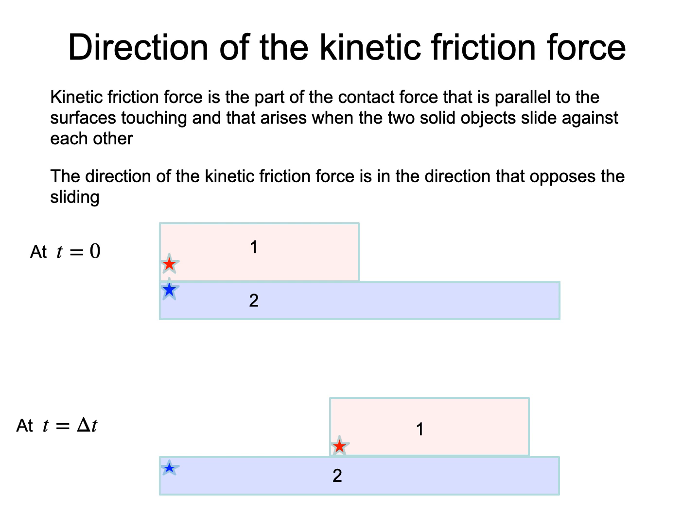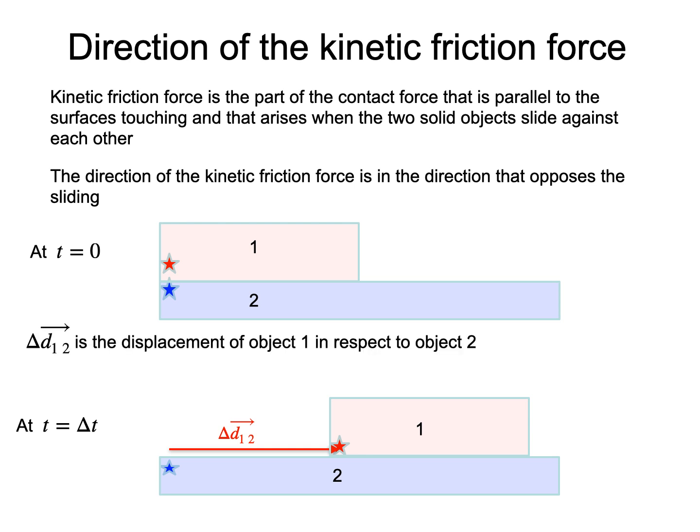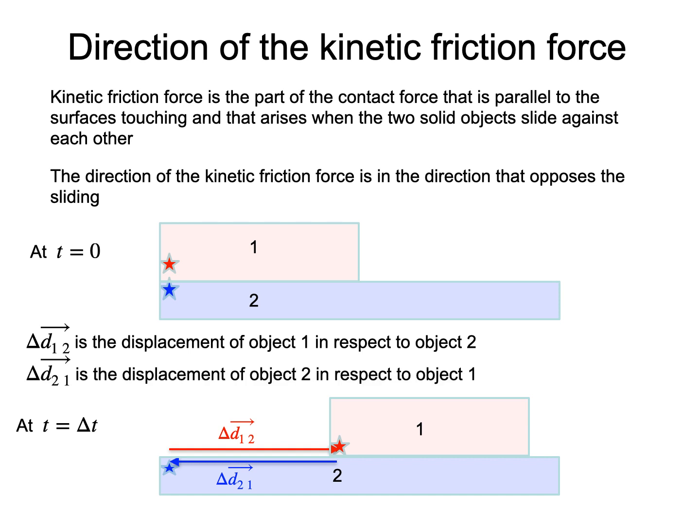If you choose the blue marking on object 2 as the origin of a reference frame, the displacement of the red marking would look like this. Let delta d12 be the displacement of object 1 with respect to object 2. Similarly, you could choose the red marking as the origin of a different reference frame and create a vector displacement delta d21 to explain the motion of object 2 with respect to object 1. These two vector displacements are in opposite directions to each other, and they define the direction of the sliding of each object.